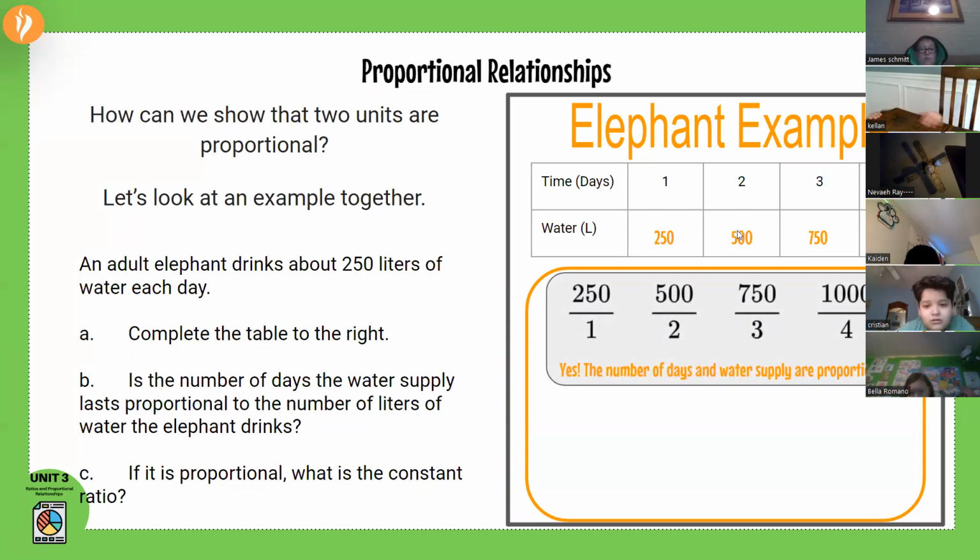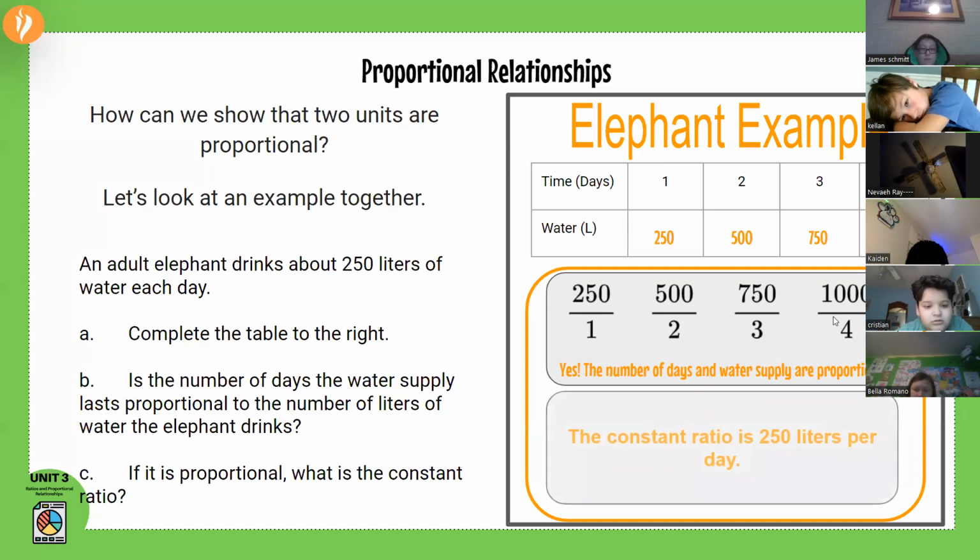Yes, absolutely. Since they're all equal to 250, that means that the number of days and the water supply are proportional. The constant ratio that they all simplify down to is 250. So that is our constant of proportionality.